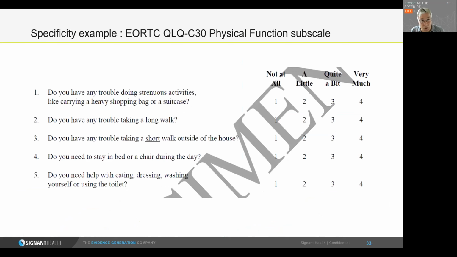And here is that physical function subscale for the QLQ-C30. If you just naively look at the face validity of this, you can see that the types of things it's measuring are all related to physical function. We've got things about strenuous exercise. We've got two questions about walking. We've got some information about sedentary behavior. We've got some information here about self-care activities, etc. So they all seem to be very related to that concept of physical function. So you can see why that's perhaps determined as a very specific instrument.